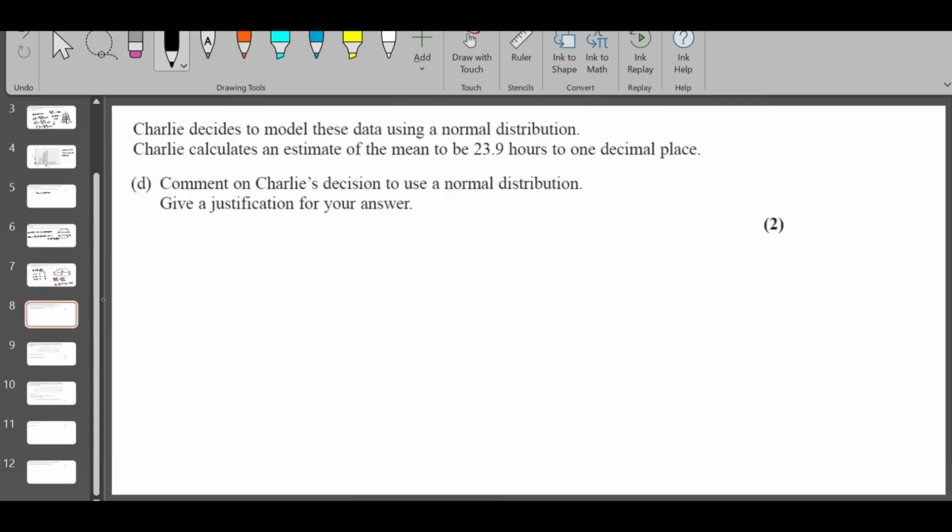Charlie decides to model this data using a normal distribution. Charlie calculates an estimate of the mean to be 23.9 hours to one decimal place. So the mean is 23.9. We got the median is also 23.9 something. Comment on Charlie's decision to use a normal distribution.